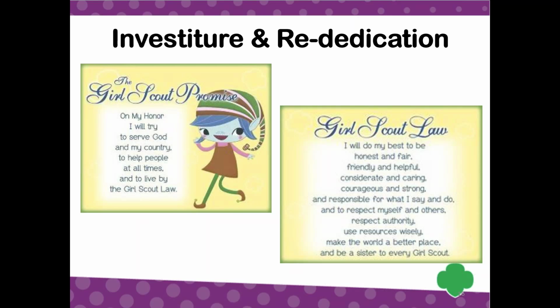All right. So, investiture and rededication. Sometimes there's a little confusion on this as well. The investiture ceremony welcomes new girls and adults into the Girl Scout family for the first time. Girls and adults make the Girl Scout promise and receive their Girl Scout Brownie or Daisy pin at this time, or actually whichever pin they're starting with. And traditionally, this is the first time they may wear the Girl Scout membership pin.